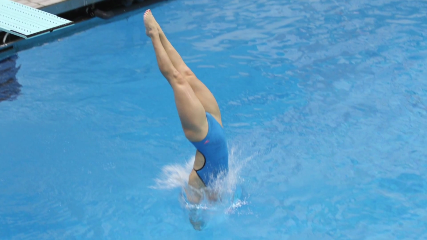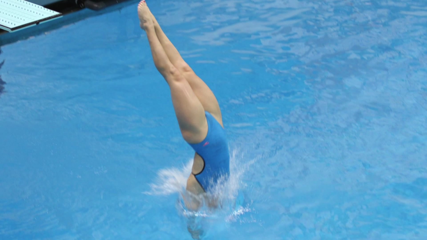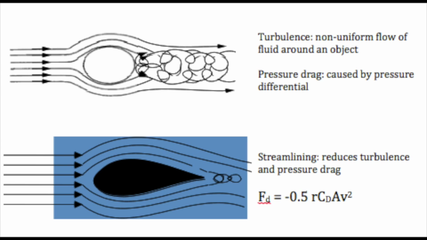At entry, the diver uses streamlining to reduce turbulence and pressure drag. Turbulence is defined as a non-uniform flow of fluid around an object, while pressure drag is caused by a pressure differential. Streamlining the body when entering the water reduces both turbulence and pressure drag. Turbulence is reduced by causing the flow to remain laminar for longer, and the coefficient of drag by having less surface area.